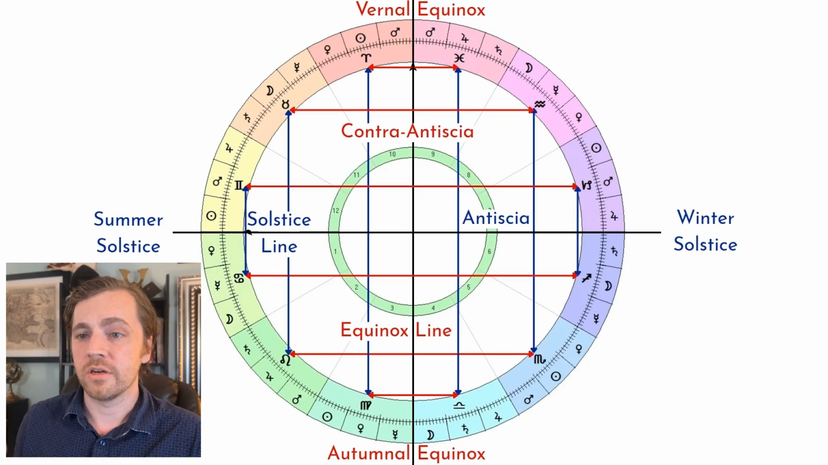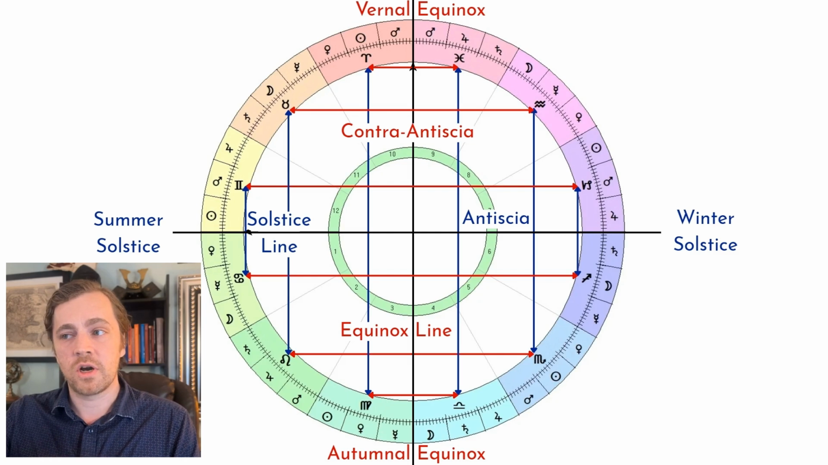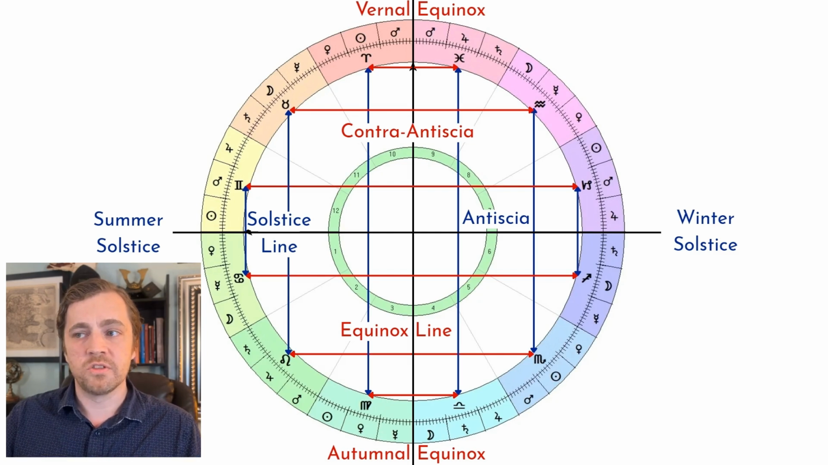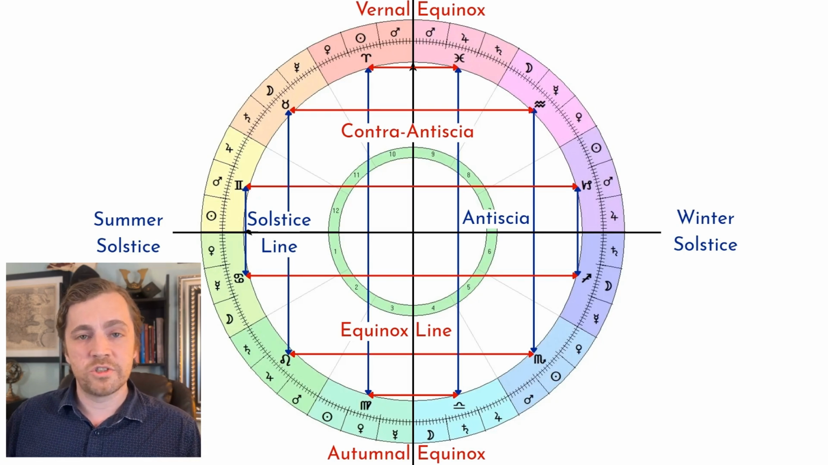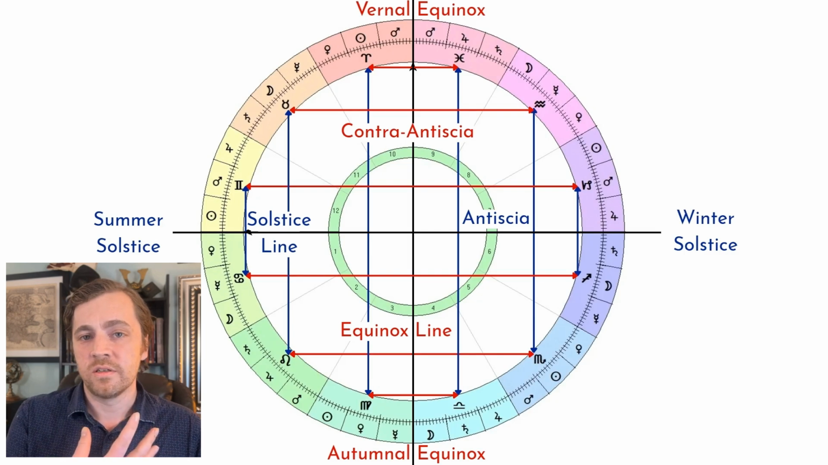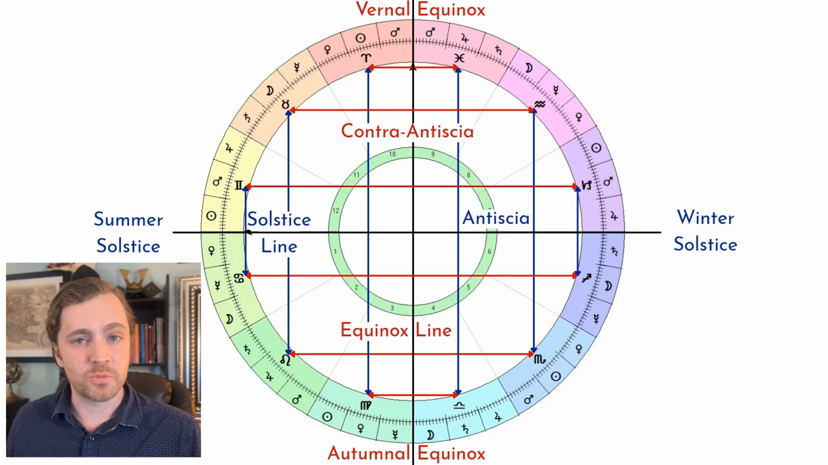So, Antiscia are essentially points that mirror each other across the solstice line. From a zodiacal perspective, the solstice points are represented by, on the summer side, the cusp of Cancer, and on the winter side, the cusp of Capricorn. These are the points which represent the longest day of the year and the longest night of the year, respectively, at least when the sun is at those points, right?